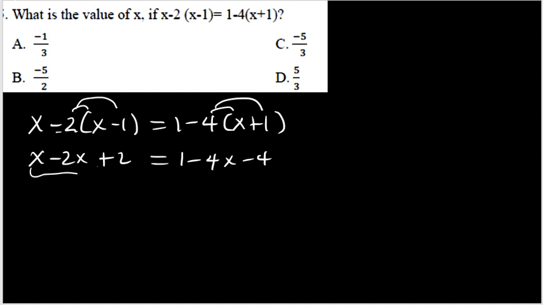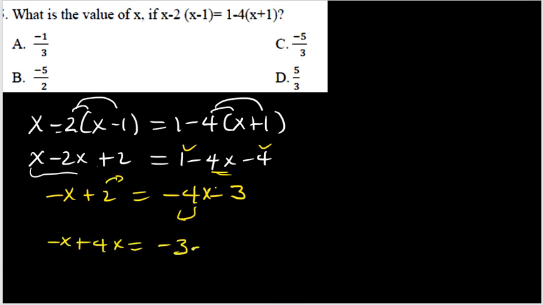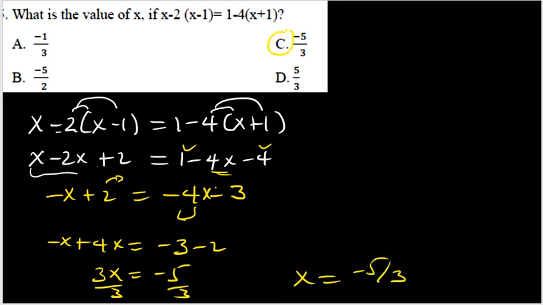Then here the x terms are like terms, so it will be negative x remain plus 2 is equal to, again here 1 minus 4 are like terms because both of them are constant, negative 4x minus 3. Negative 4x remain as it is, and 1 minus 4 will be negative 3. Then shift the constant to the right side, so negative x plus 4x is equal to negative 3 minus 2. The 2 goes, and here negative 1 plus 4 will be 3x, which is equal to negative 5. So if I divide both sides by 3, the value of x will be negative 5 over 3. That is C.